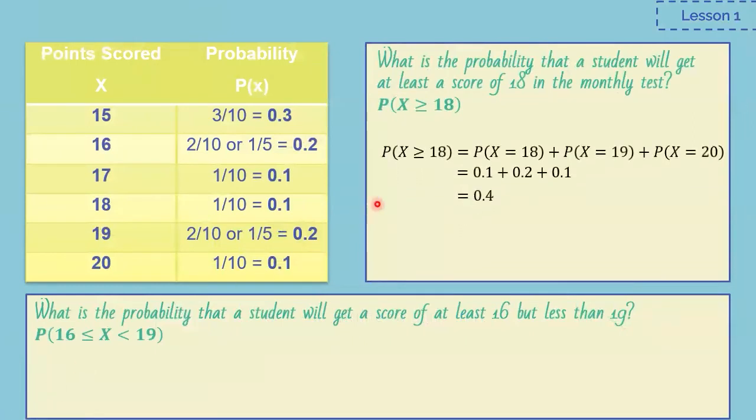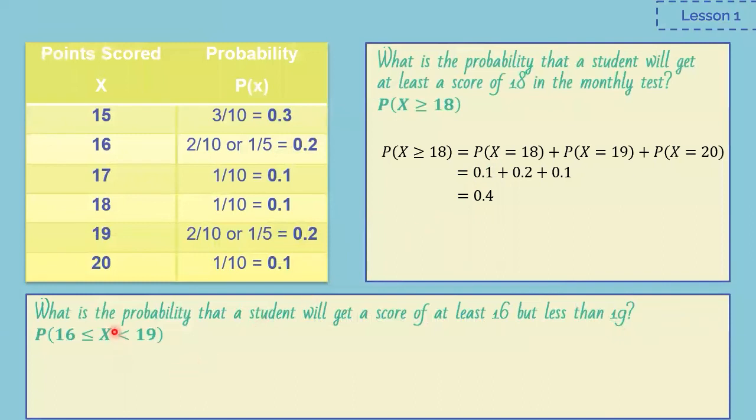Therefore, P of x for x greater than or equal to 18 is equal to P of x for x equal to 18 plus P of x for x equal to 19 plus P of x for x equal to 20. Then, substitute the values of 18, 19, and 20. We have here 0.1 plus 0.2 plus 0.1 is equal to 0.4. So the final answer for this question is 0.4. I hope everything is clear. Let's move on to the next one.